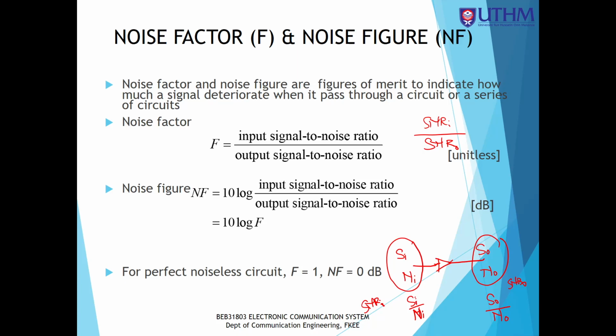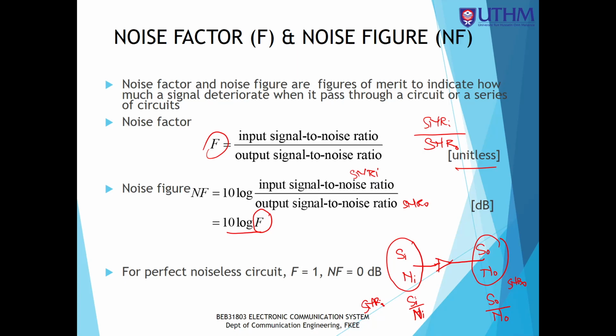And then noise figure. Noise figure is 10 log F, 10 log SNR I over SNR O. We get the value in terms of decibel. What is F? F is the noise factor. 10 log noise factor, you will get noise figure. F noise factor is just a ratio, it's unitless. Noise figure has unit, which is dB.